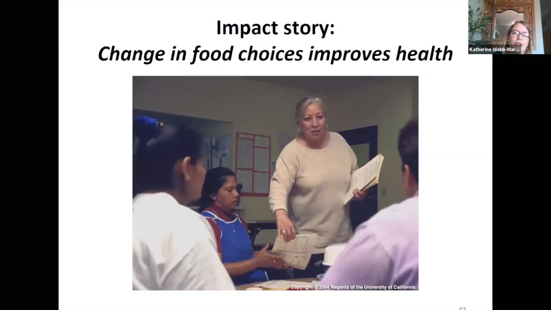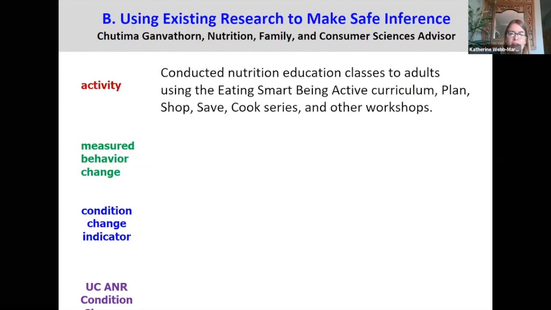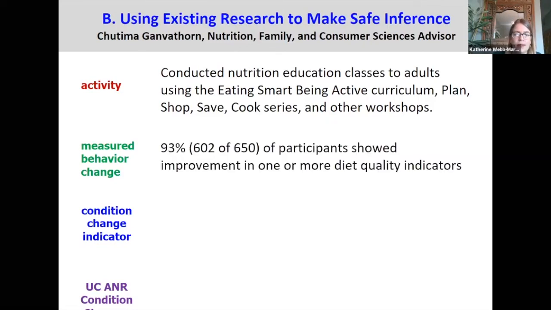So this is an impact story on change in food choices and how they improve health. This is from Chutima, an NFCS advisor. And this is where she's going to leverage existing research to make that safe inference. Like many of our nutrition education programs, she, in this case, was doing classes specifically with adults. You can see the curriculum listed there. So then she was able to measure that 93% of the participants showed improvement in 1 or more of the diet quality indicators.